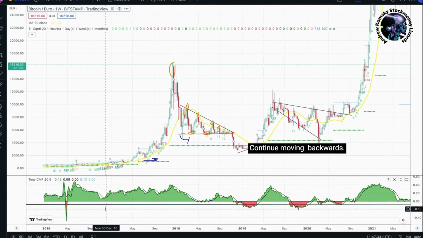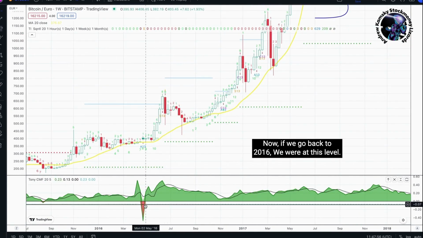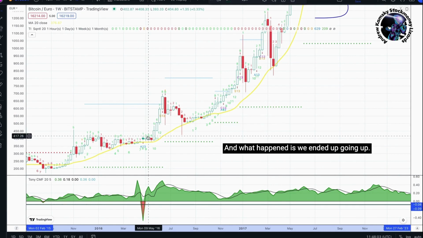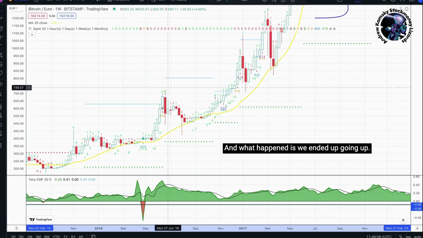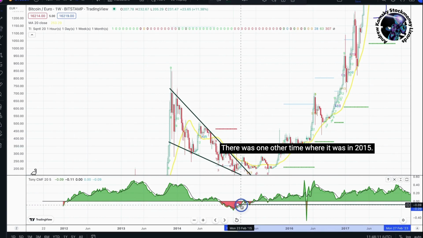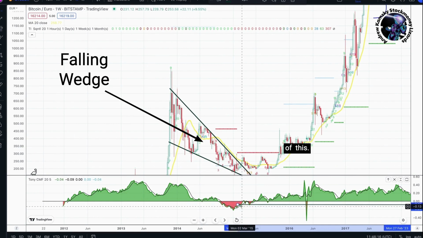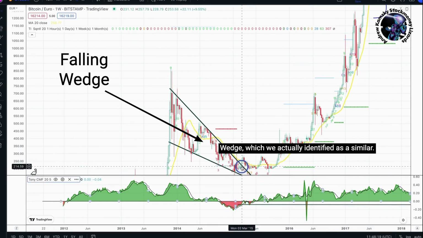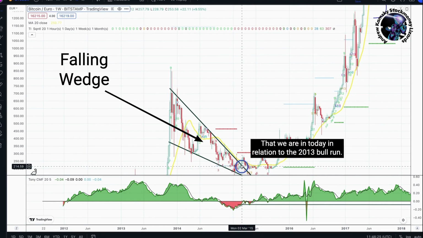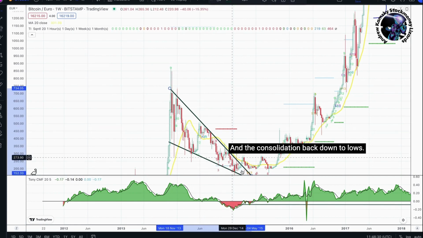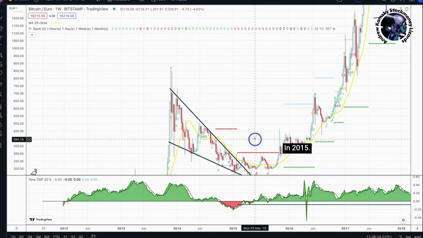Continue moving backwards. Now, if we go back to 2016, we were at this level of 0.08, 0.09. And what happened is we ended up going up. There was one other time, in 2015, where we were also breaking out of this wedge, which we actually identified as a similar position to the one we are in today in relation to the 2013 bull run and the consolidation back down to lows in 2015.